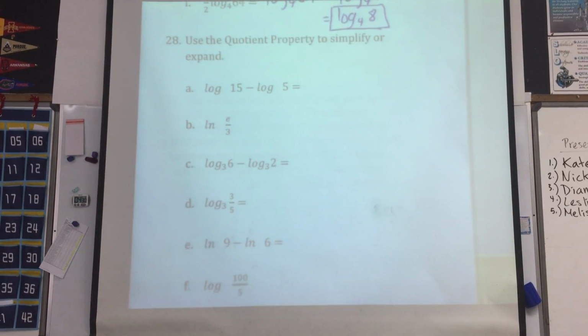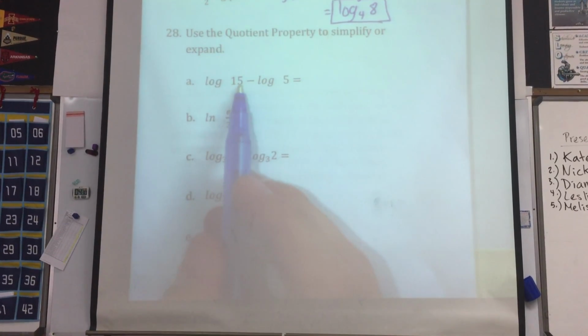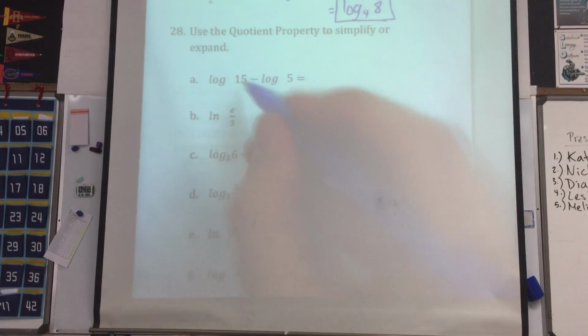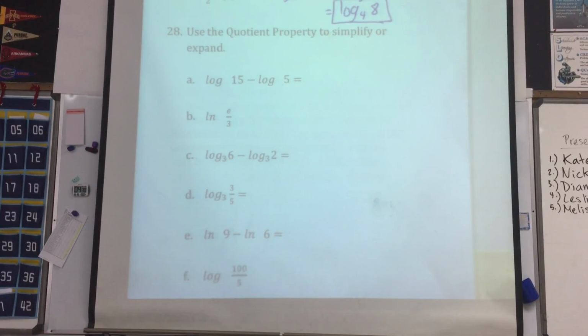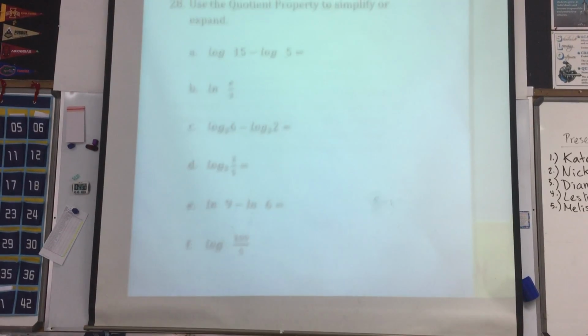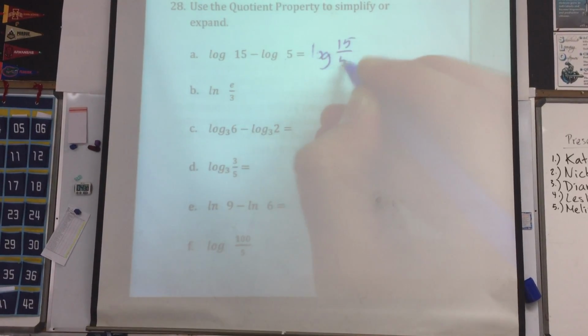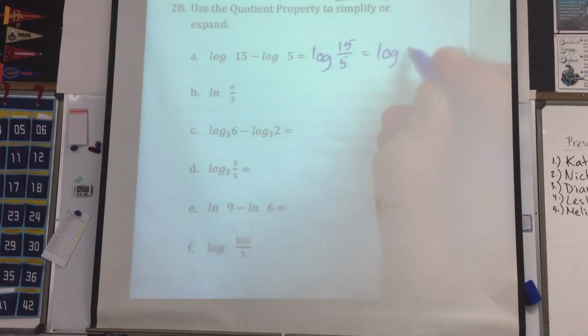It says that you can subtract the logarithms, as long as they have the same base, not by multiplying them, but by dividing the arguments. So this one, log of 15 minus log of 5, they have the same base, the base is 10, is the same as log of 15 divided by 5. And we can simplify that, that's just 3. So it's just log of 3.